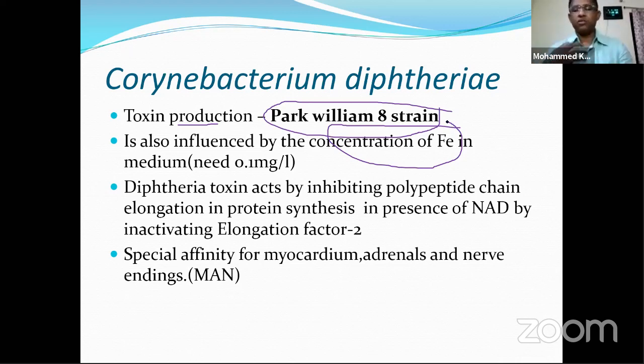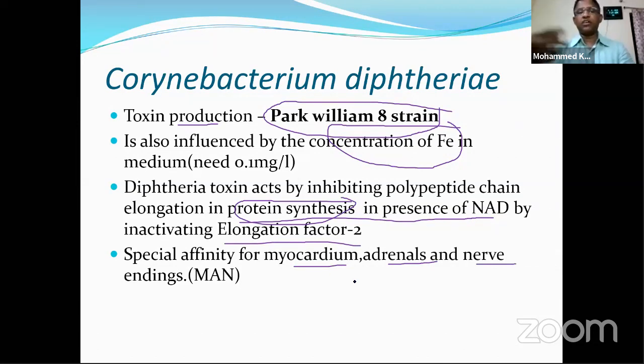What exactly does this toxin do in our body? It inhibits elongation factor 2, by NAD, nicotinamide adenine dinucleotide, therefore finally inhibiting protein synthesis. Diphtheria toxin also has receptors on your heart, on your adrenal glands, on your facial nerve. That's the reason it can cause myocarditis, it can cause toxicity, it can cause irreversible facial paralysis. The mnemonic for remembering this is MAN: Myocarditis, Adrenal gland toxicity, and Nerve endings paralysis.